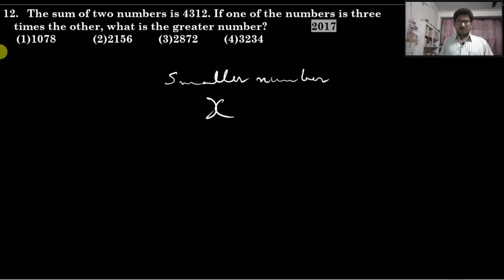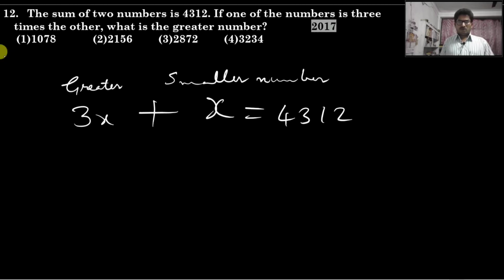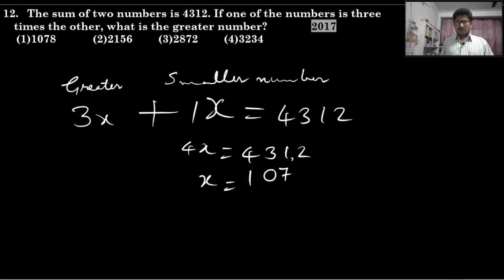So the greater number is 3x. The sum of these two numbers is 4312. So 3x plus 1x is 4x. 4x is equal to 4312. X is equal to 1078, since 4 ones are 4, 4 zeros are 0, 4 sevens are 28, 4 eights are 32.